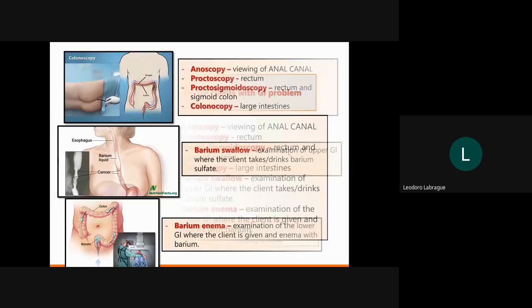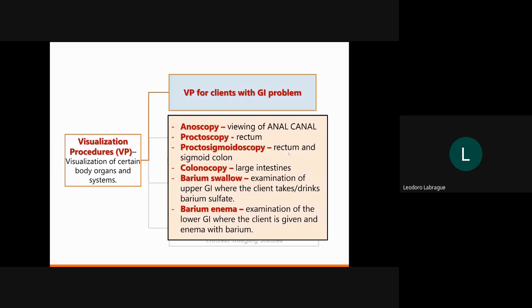Okay, now the first one is procedures for gastrointestinal problems. If you have problems with your stomach, if you have abdominal pain, and the doctor wants to confirm, the doctor wants to know exactly what is causing the disease, the doctor might say, okay, I want to order a visualization procedure of the gastrointestinal system. You would expect several visualization procedures.